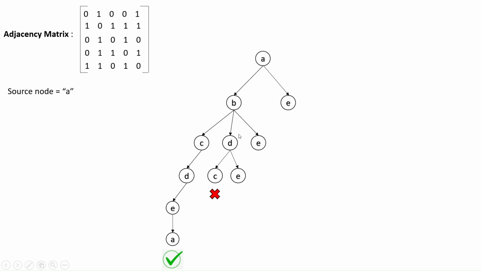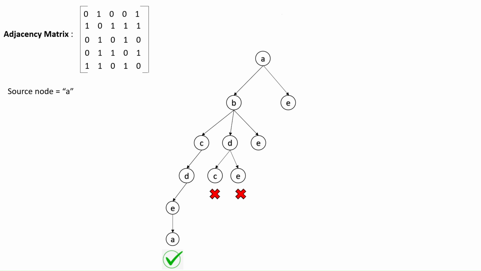Again back to the previous node. Here the previous node is D. Let us go to E. We check what the adjacent nodes to E are. The adjacent nodes to E are A, B, D. All three nodes are already visited. So we do not move forward. This is a dead end.